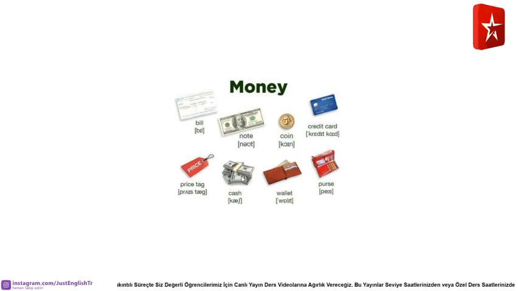And the next one is about the wallet. What is the wallet? The question is, how do you keep your money? Where do you keep your money? For example, you have 50 Turkish liras or 100 Turkish liras. So where do you put your money in? Most people put their money into their wallets. So the wallet is a kind of thing we keep our money in.